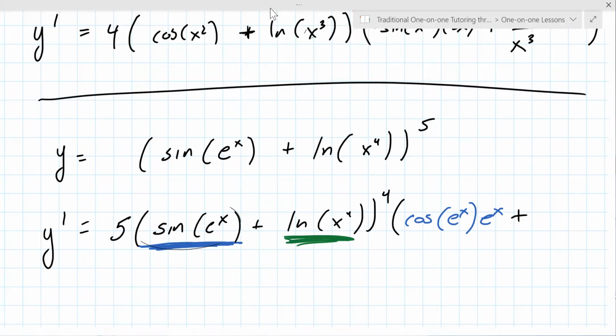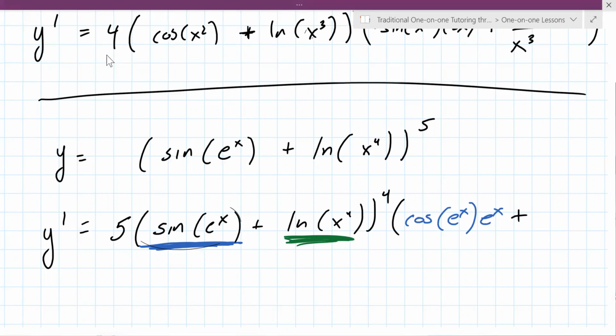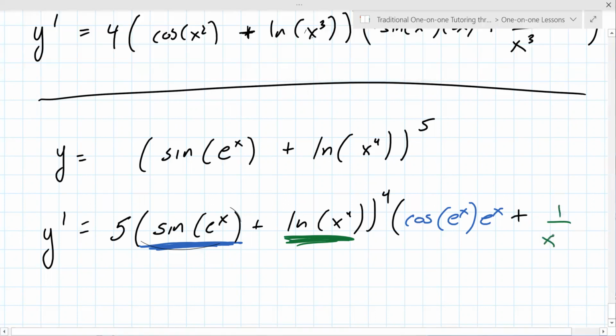Plus 1 over x to the 4th, but then you have to take the derivative of x to the 4th, which is the inside function. 4x to what power? Third. Okay, so the point is that this stuff in green and this stuff in blue, you have to keep going. You don't just stop at sine. If there's stuff on the inside, you have to keep going.